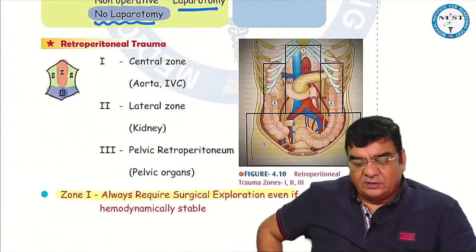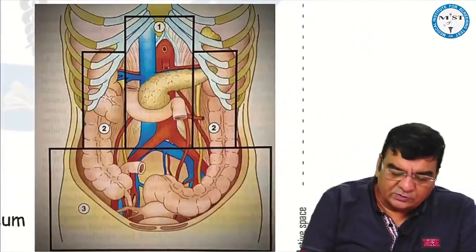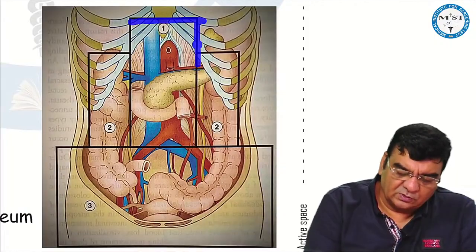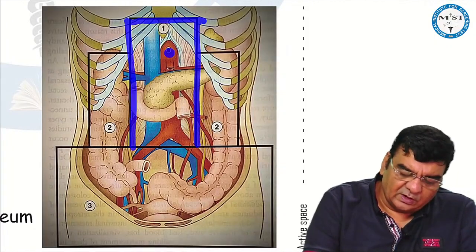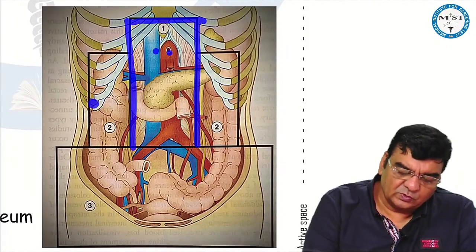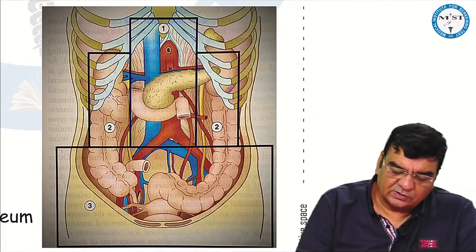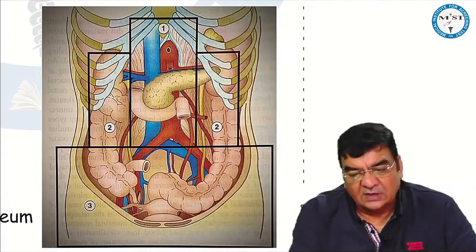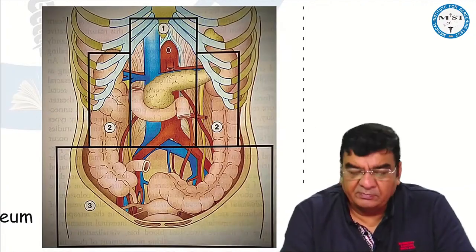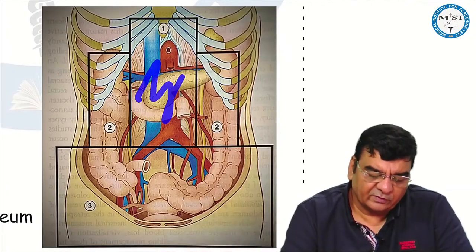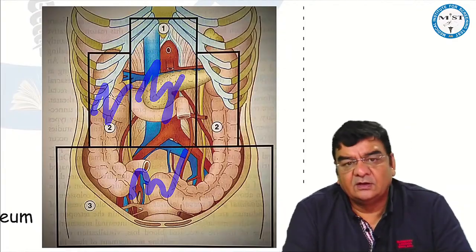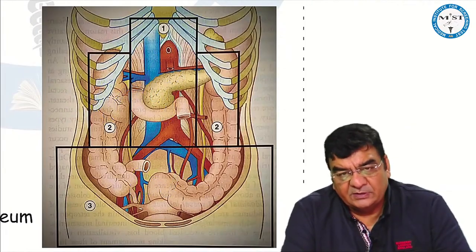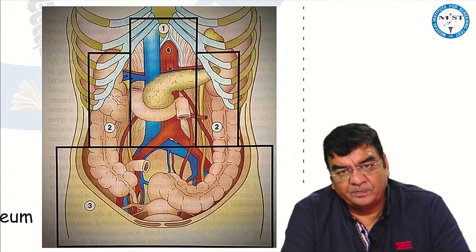Retroperitoneal traumas. Retroperitoneum can be divided into 3 zones. Zone 1 is the central zone, where there is aorta and IVC. Zone 2 is the lateral zone for the kidneys, and zone 3 is the pelvic retroperitoneal zone. If the patient is unstable, that means major bleeding is going on, whether it is from this area or this area or this area. We follow the same guidelines, ABCD, EFAST. If not coming under control, open, direct pressure.